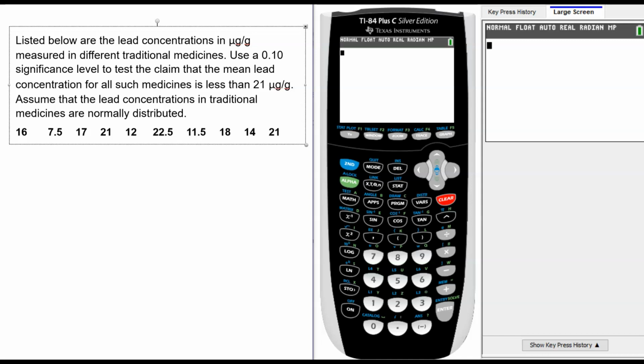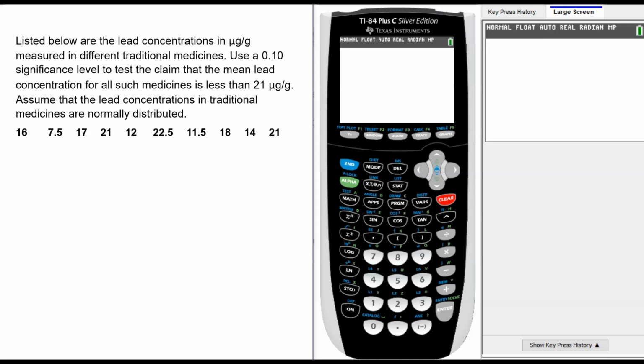First, we check the requirements. To perform hypothesis testing for a population mean, the sample size either needs to be greater than 30 or from a normally distributed population. Well, this sample size is not greater than 30, but it says to assume that the lead concentrations in traditional medicines are normally distributed.